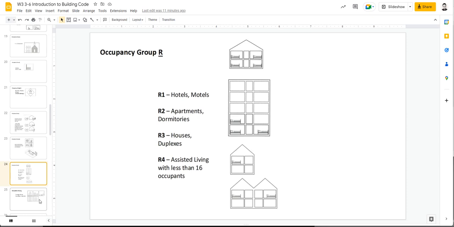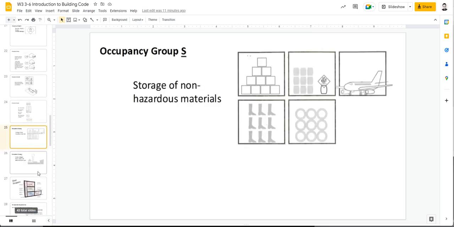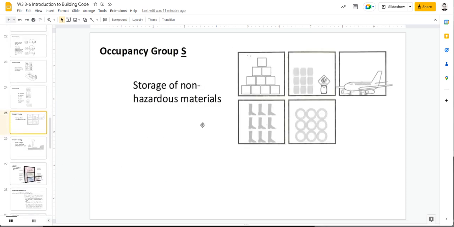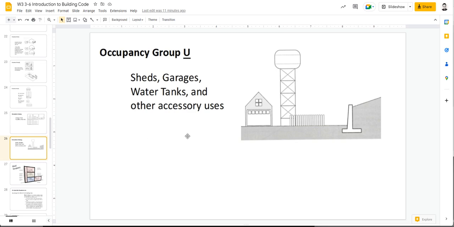Okay, and then you have Group S, which is storage, but it's non-hazardous. It could be a hangar. It could be just a warehouse of goods, as long as what you're going to store there is not flammable, like chemicals or something else. And then the last one is basically miscellaneous or utility buildings: sheds, water tanks, and all that other stuff. Okay.